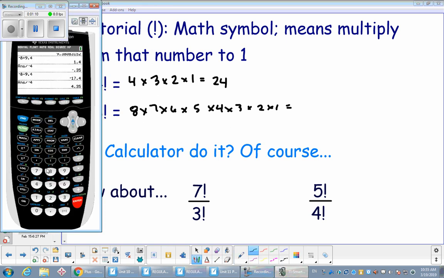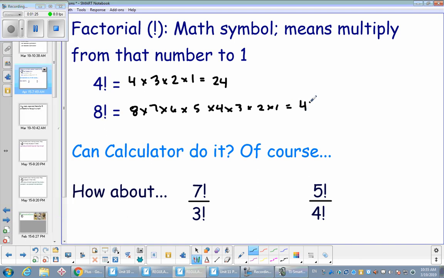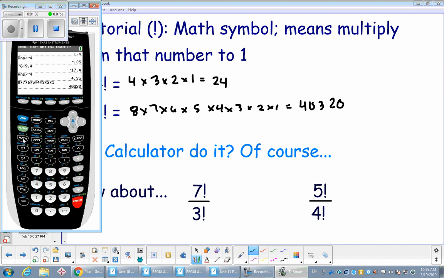So I'm going to show you two ways. One way is to just literally do 8 times 7 times 6 times 5 times 4 times 3 times 2 times 1. And we get 40,320. Another option is to go to math on your calculator. So you're going to type in 8. I'm going to go to math. I'm going to go over to PRB or prob, depending on what calculator you have. And it's number 4. You're just going to hit enter, and it's going to calculate the same number. It's just not going to need to write it out.